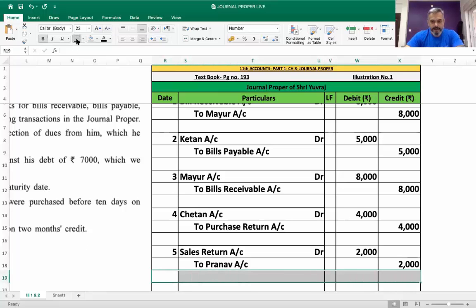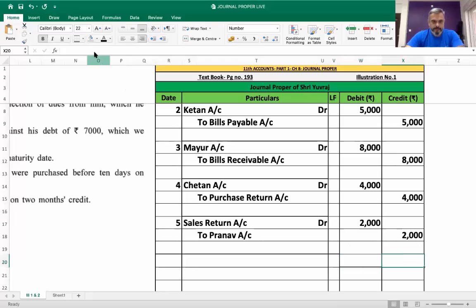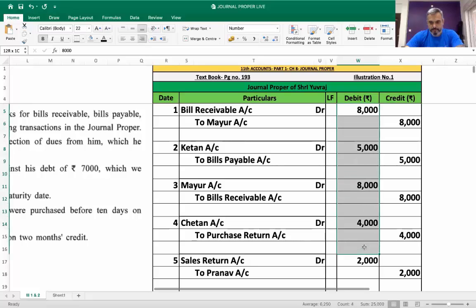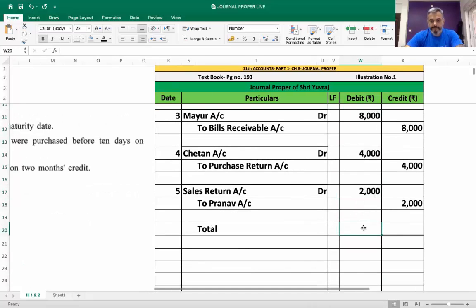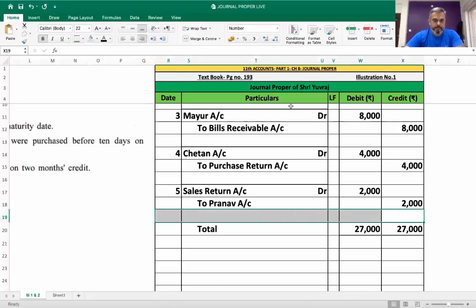All transactions done, do the totals, double underline, $27,000. Make format for the next sum.